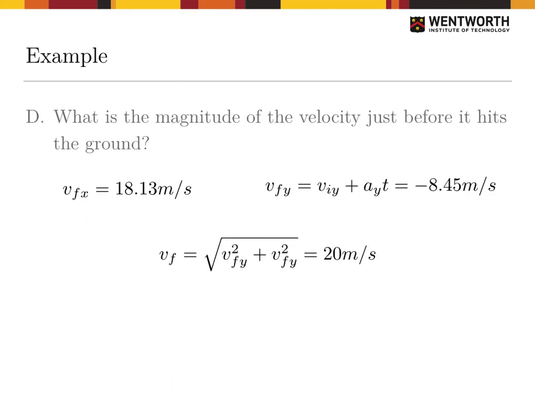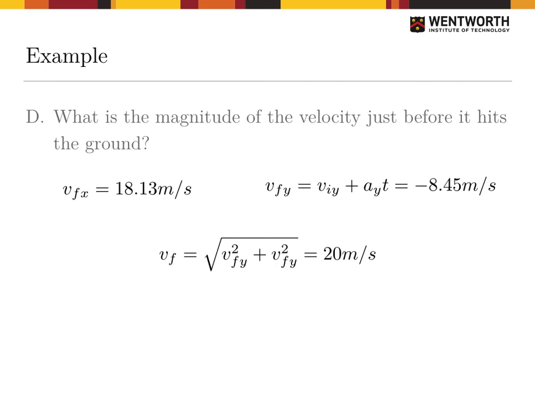Finally, what is the magnitude of the velocity just before it hits the ground? Well, we already computed the initial x and y components of the velocity. Since there is no acceleration in the x direction, the x component of the final velocity must be the same as the x component of the initial velocity. So v final x is equal to 18.313 meters per second.